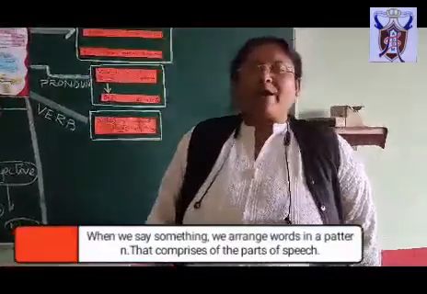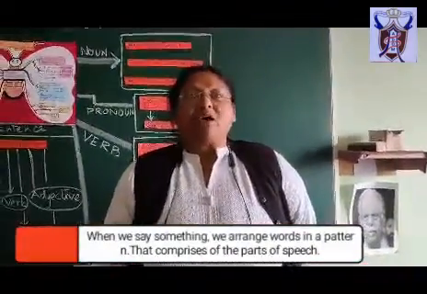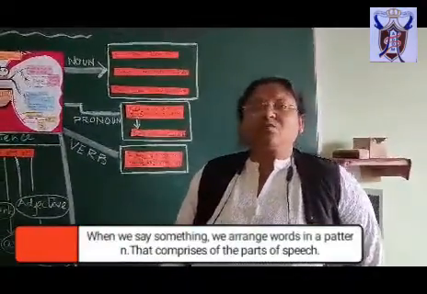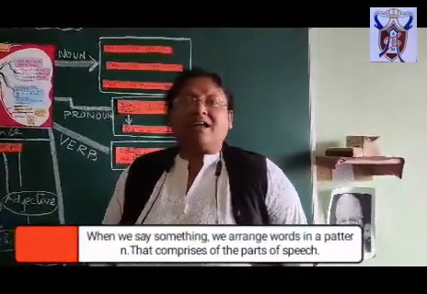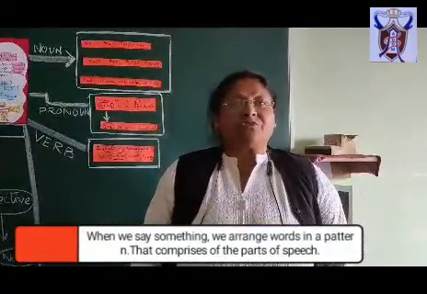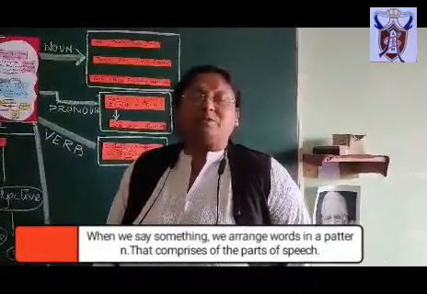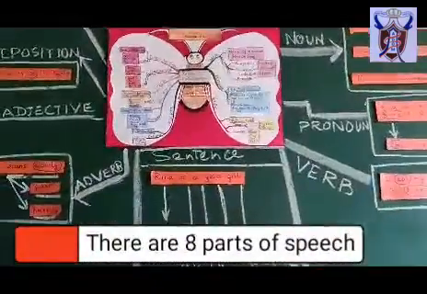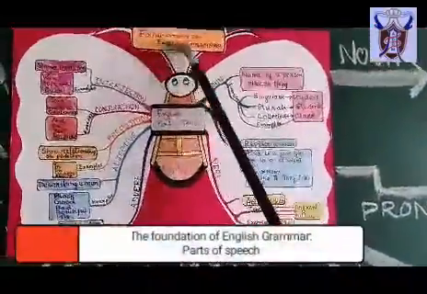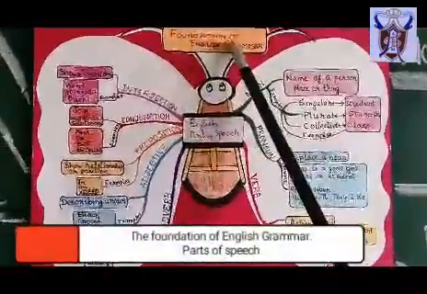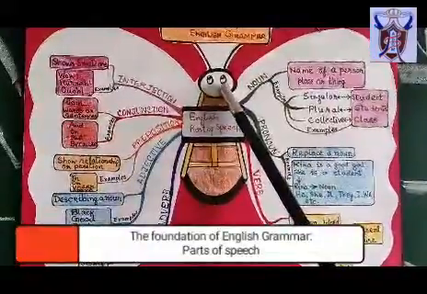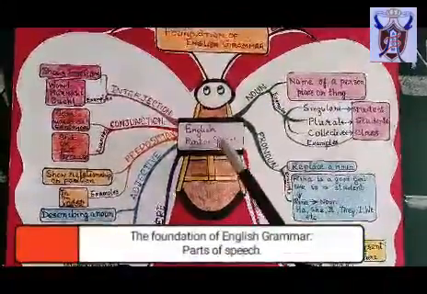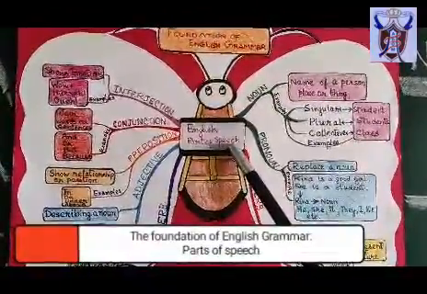Hello children. When we speak a sentence or write a sentence, we use a lot of words. All these words are nothing but the parts of speech from English grammar. Let's start with the parts of speech and their types. This is the foundation of English grammar, and it starts with the English parts of speech. There are 8 types.